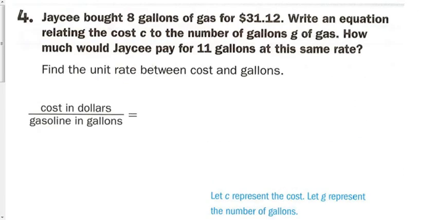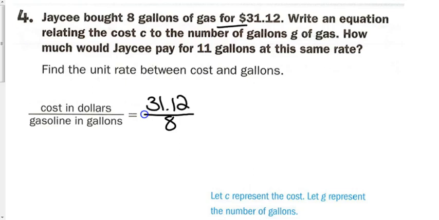So let's see that in one more example using that unit rate again. JC bought 8 gallons of gas for $31.12. Write an equation relating the cost C to the number of gallons of gas, or G. How much would JC pay for 11 gallons at this same rate? So again, let's find our unit rate. Cost in dollars was $31.12, and that got us 8 gallons of gas.